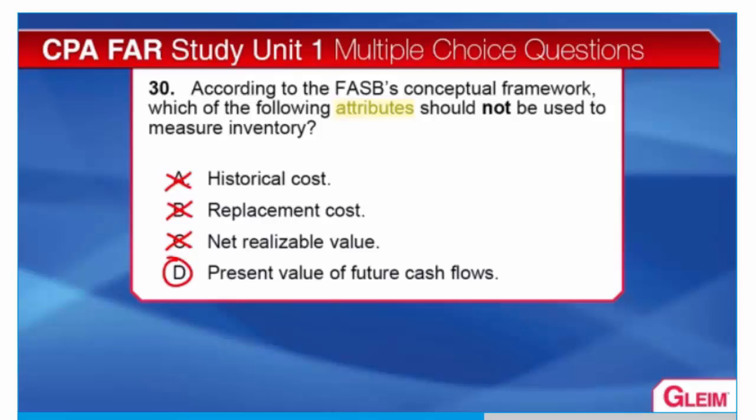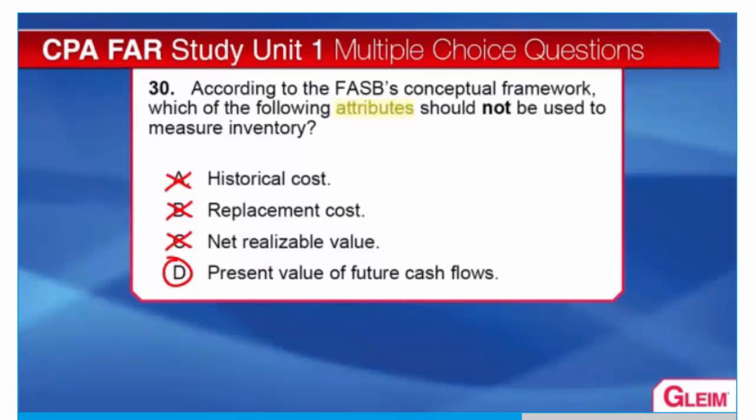Say present value of future cash flows. That is the correct answer for this question. But why is it correct? I know you know the term. I know you know the phrase, present value of future cash flows. We do not use that to measure inventory. Instead, we use that to measure long-term assets and long-term liabilities because we want to know what those future assets and liabilities are worth today. So yes, it is used, but not for inventory. So your correct answer for this question is D.